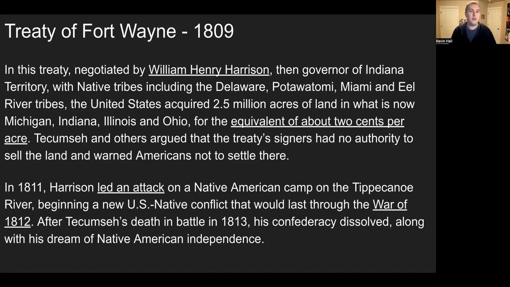In this treaty, negotiated by William Henry Harrison, then governor of Indiana Territory. So he wasn't president yet. At this moment, he was the governor of Indiana Territory. With Native tribes, including the Delaware, Potawatomi, Miami, and Eel River tribes, the United States acquired 2.5 million acres of land in what is now Michigan, Indiana, Illinois, and Ohio, the equivalent of about 2 cents per acre. So the United States bought that land from the Native Americans.